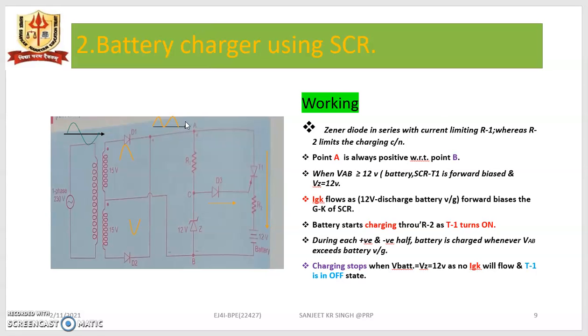Now this rectified voltage is applied to the SCR here, as well as to R1 and the Zener diode. The Zener diode makes point C constant at 12 volt, and current will flow through diode D3 whenever the battery is in discharge state. That ensures that the cathode of the SCR is at a lower potential than the anode here.